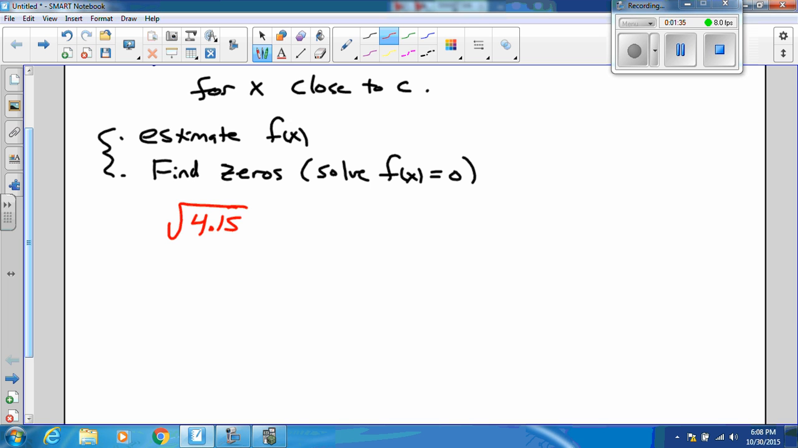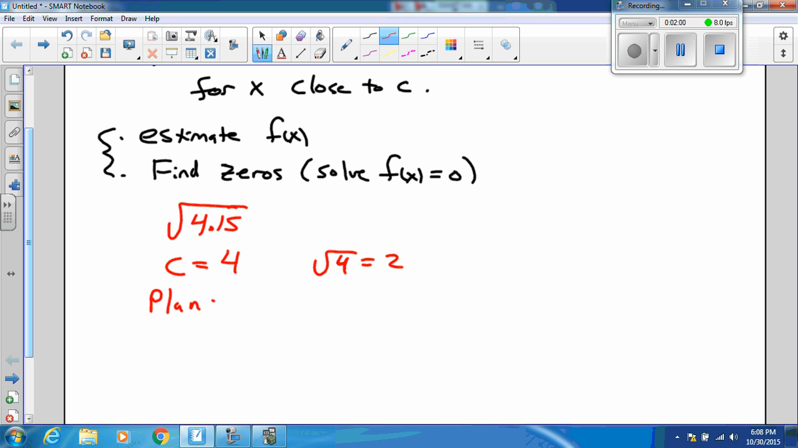Now, I don't know the square root of 4.15, and I'm guessing that you do not either unless you have a calculator. However, there is an x value close to 4.15 that you do know the square root of. What is that x value? Well, of course, that x value, which we will call c, is 4. We know that the square root of 4 is 2.